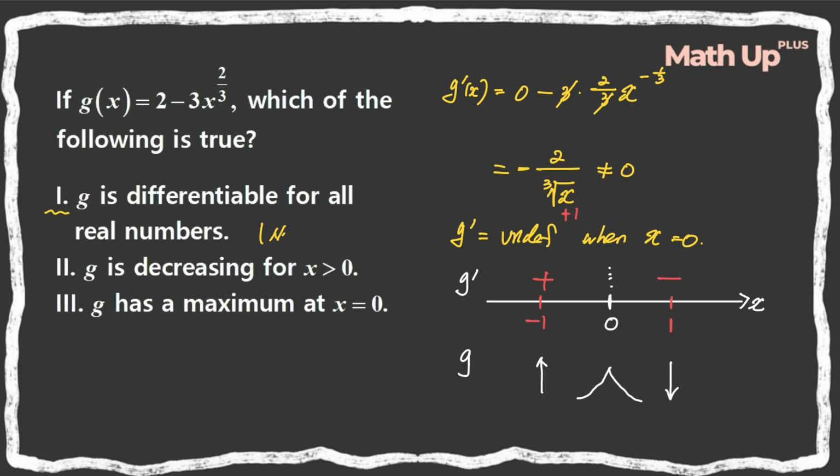That's not true. That's false, right? The second one, g is decreasing for x greater than 0. Yes, if x is greater than 0, g prime is negative. So g is decreasing in this interval. That is true. The third statement, g has a maximum at x equals 0. Yes, because g increases in this interval, then decreases. It has a relative maximum at x equals 0. So this is also true. So we can conclude that the second statement and third statement are true.